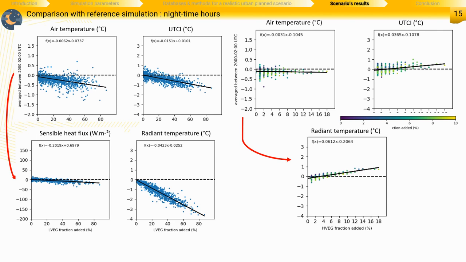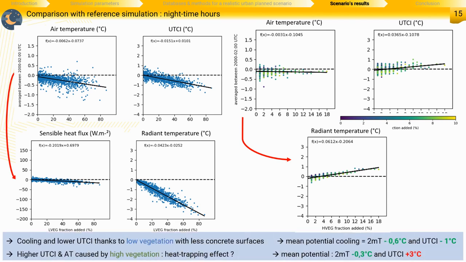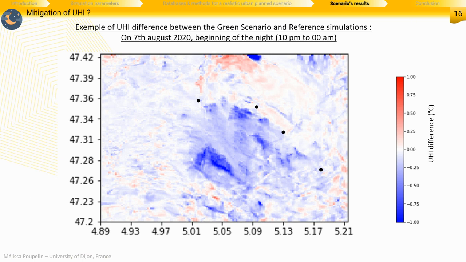Here we can see that in the model we are using, there is a big heat storage effect. And maybe we are going to do a sensitivity study about the implementation of the high vegetation databases in the TEB surface model, because we think there is a bit of an overestimation of the heat storage effect here.